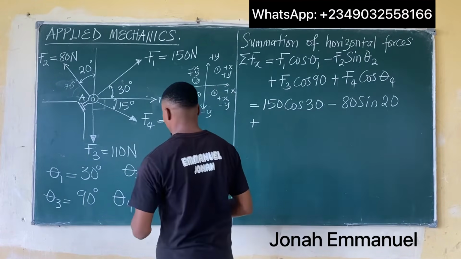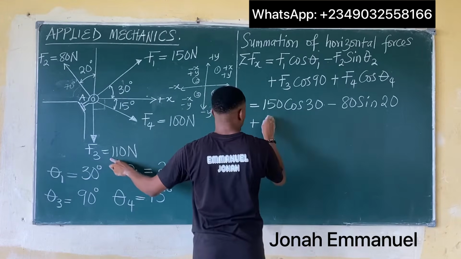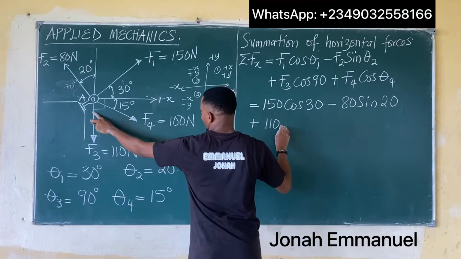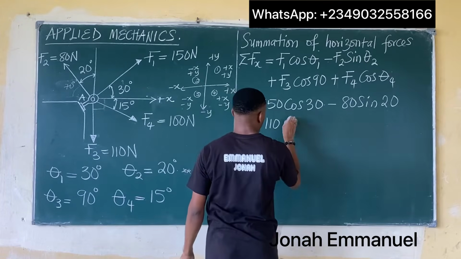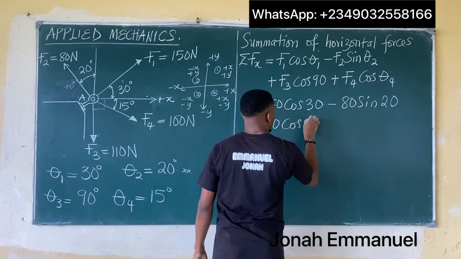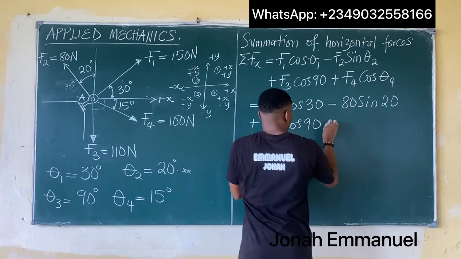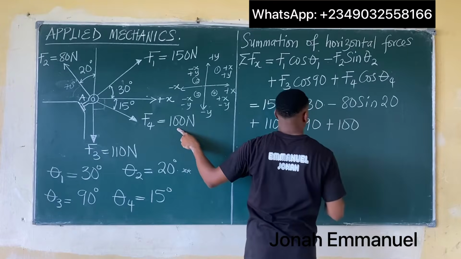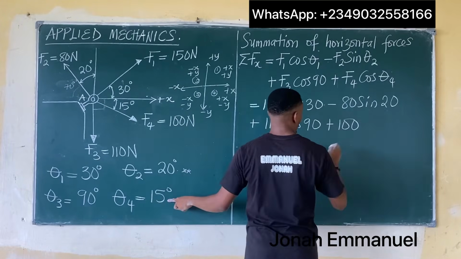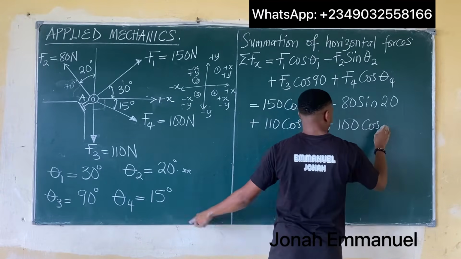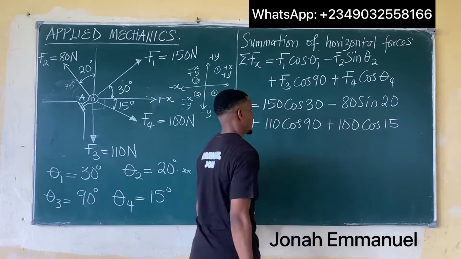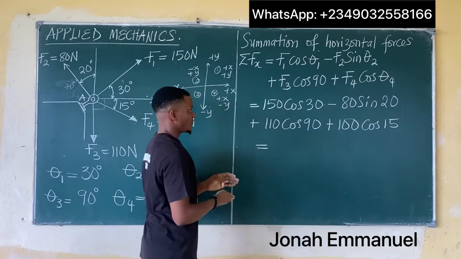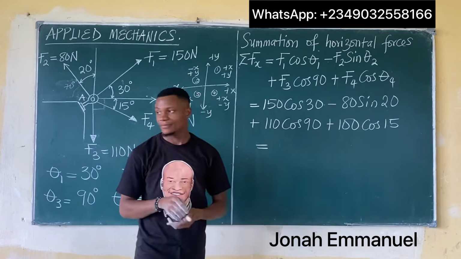Alright, so plus F3. F3 is 110. To the horizontal, as you can see, is 90, so it becomes cos 90, and then plus F4, 100 cos theta 4, that's cos 15. Alright, I'll get the calculator and punch these values.